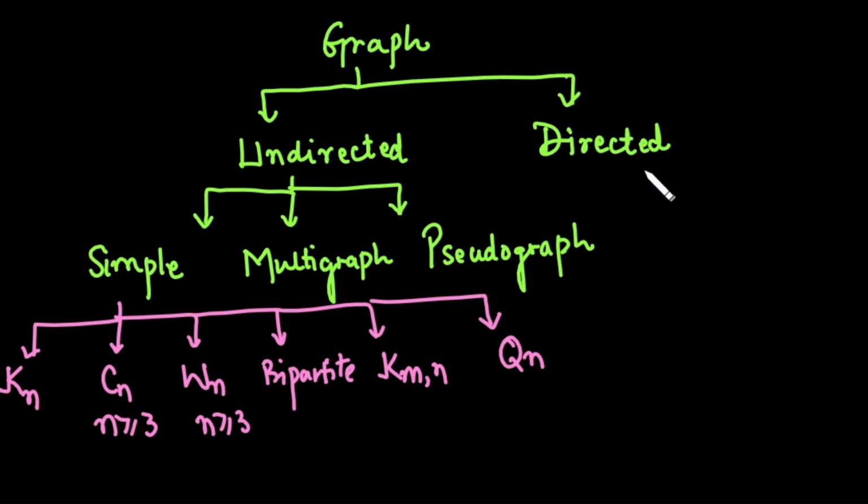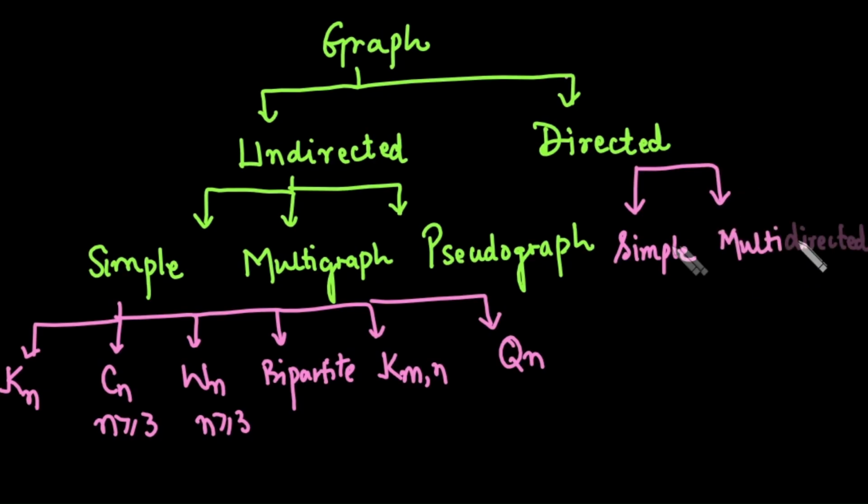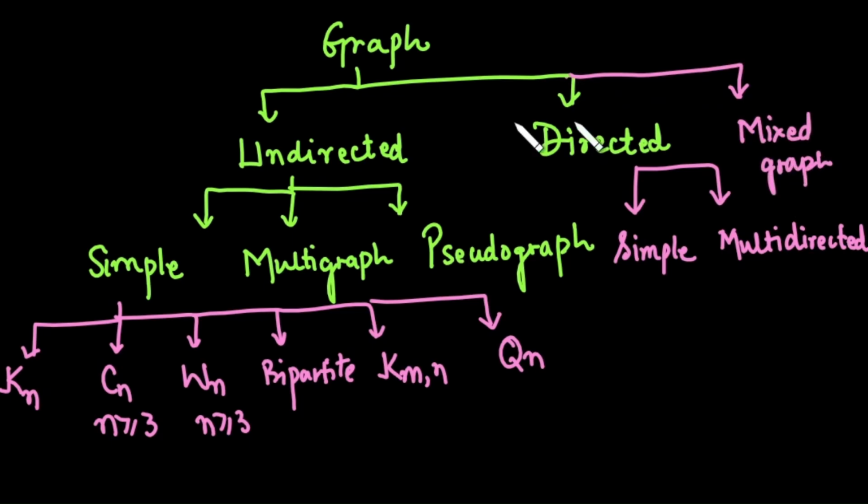On the other hand, a directed graph is of two types: simple directed or multi-directed graph. A simple directed graph means it contains no multiple edges and no self loop, but edges have direction. Whereas a multi-directed graph means both are allowed, multiple edges as well as self loops. Apart from undirected and directed, we have another category called a mixed graph. A mixed graph contains directed as well as undirected edges.